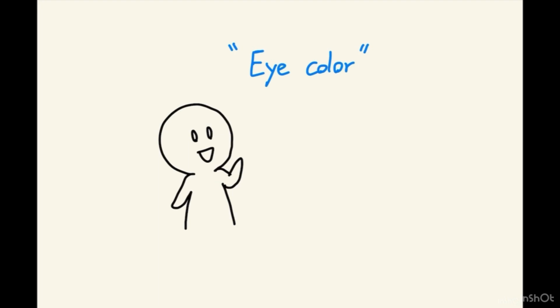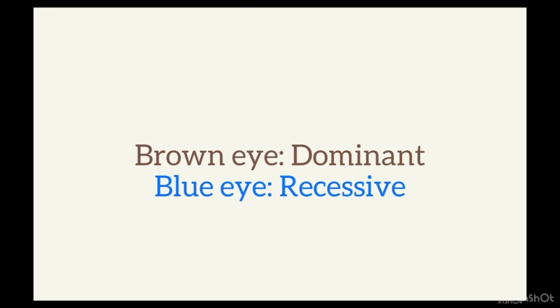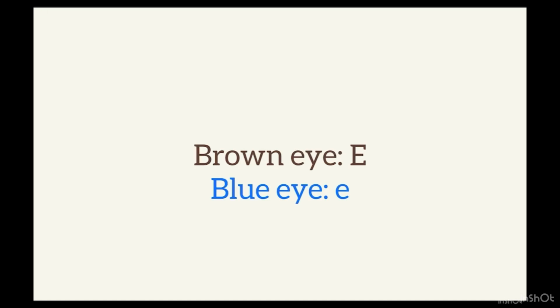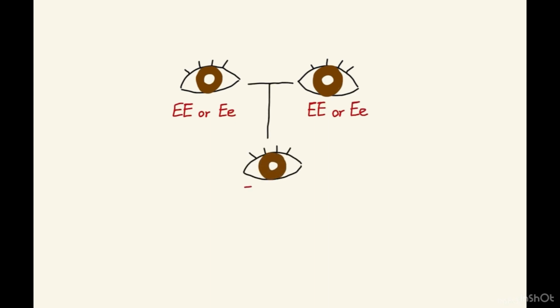Lastly, let's find genes for eye color. In the case of eye color, the gene of brown eye is dominant and blue is recessive. If the gene for brown eye is large E, the gene for blue eye is small e. Mr. Gregory's genes for eye color are large E, large E or large E, small e. His wife's genes for eye color are the same as his. Therefore, his son's genes for eye color will also be large E, large E or large E, small e.